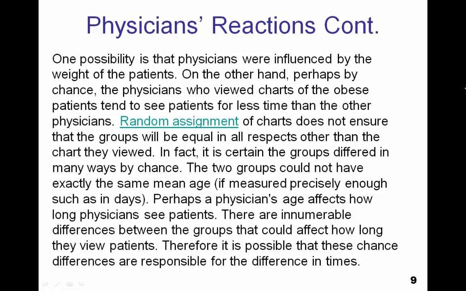Random assignment of charts does not ensure that the groups will be equal in all respects other than the chart they viewed. In fact, it is certain the groups differed in many ways just by chance. The two groups could not have exactly the same mean age, if measured precisely enough, such as in days. Perhaps a physician's age affects how long physicians see patients. There are innumerable differences between the groups that could affect how long they view patients. Therefore, it is possible that these chance differences are responsible for the difference in times.